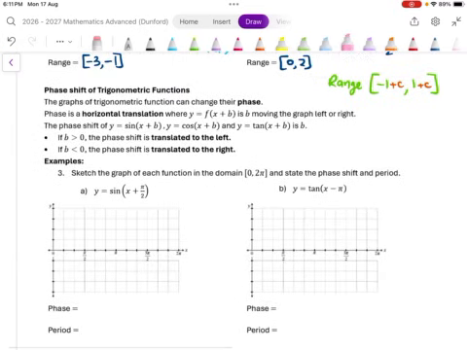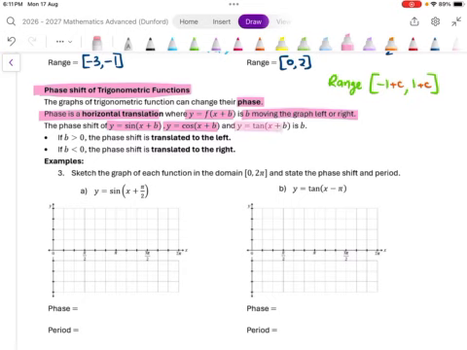Amazing. So we have our phase shift of our trigonometric functions. The graphs of trigonometric functions can change their phase. Phase is a horizontal translation where y equals f(x plus b), and b is moving the graph left or right. So our phase shift is b for y equals sine x plus b, y equals cos x plus b, and y equals tan x plus b. If b is greater than 0, it's translated to the left. If b is less than 0, the phase shift is translated to the right, same as our horizontal translation.